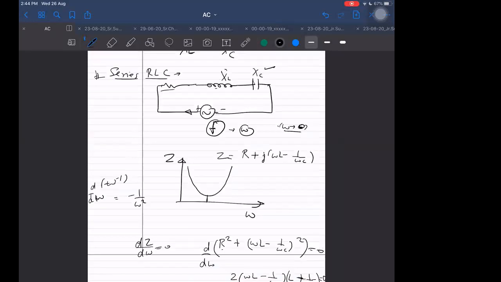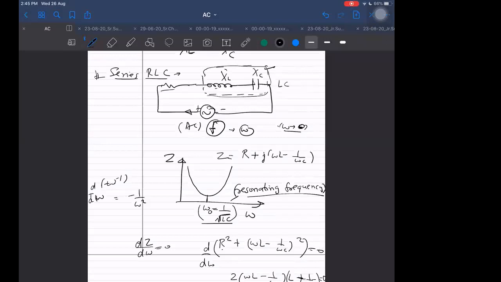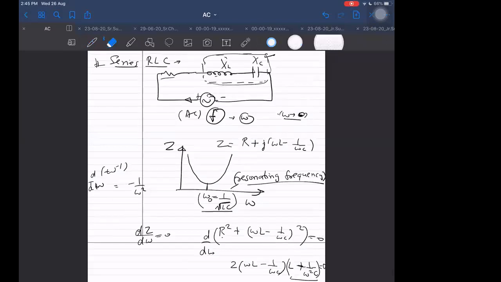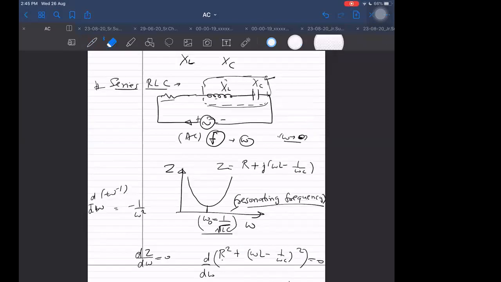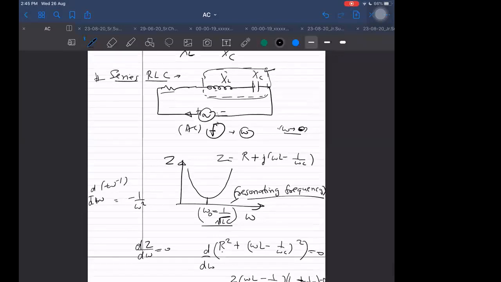Z is minimum, and that omega at which omega is equal to 1 by root LC, we call the resonating frequency. When the frequency of the AC source matches the frequency of LC oscillations of the LC circuit, which we already know from last week is always equal to 1 by root of LC, then the circuit is said to be in resonance.